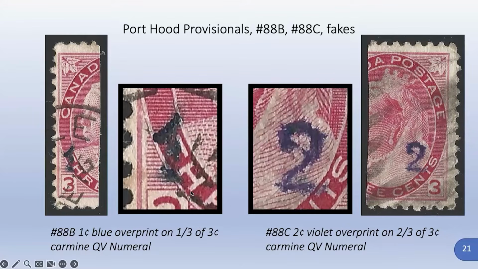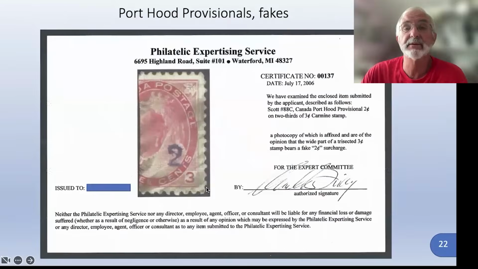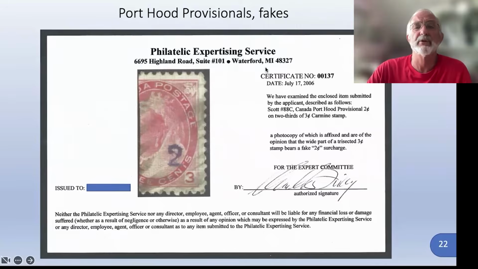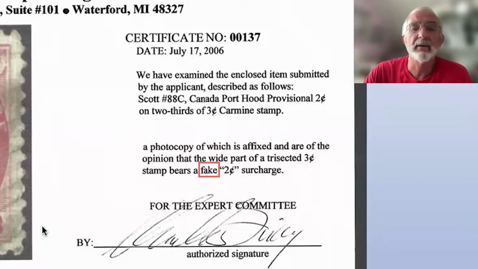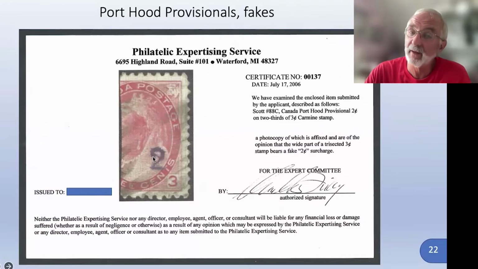But this was sold on eBay as fakes, and they provided the certificate with it. It says, this is from an American philatelic exporting service in Waterford, Michigan. And yes, they are close. They got the colors right, the purple and the blue and black, so there's black and purple. But these numbers are simply too big in relation to the 3 to be considered a genuine number 2, a genuine Port Hood provisional.